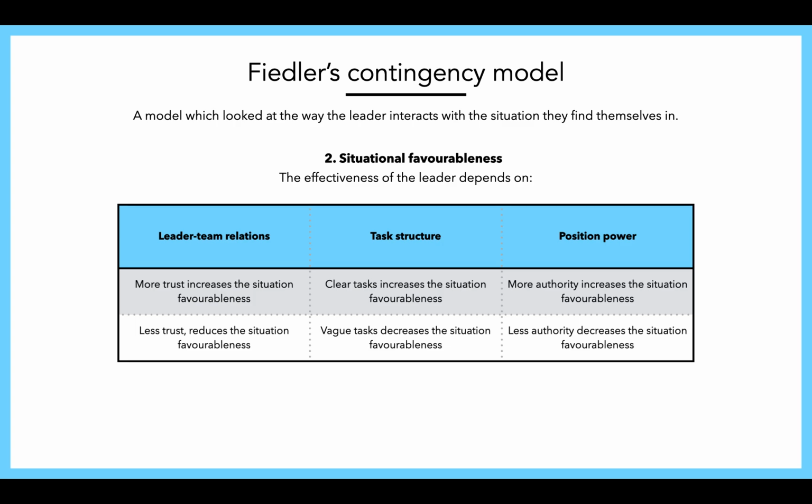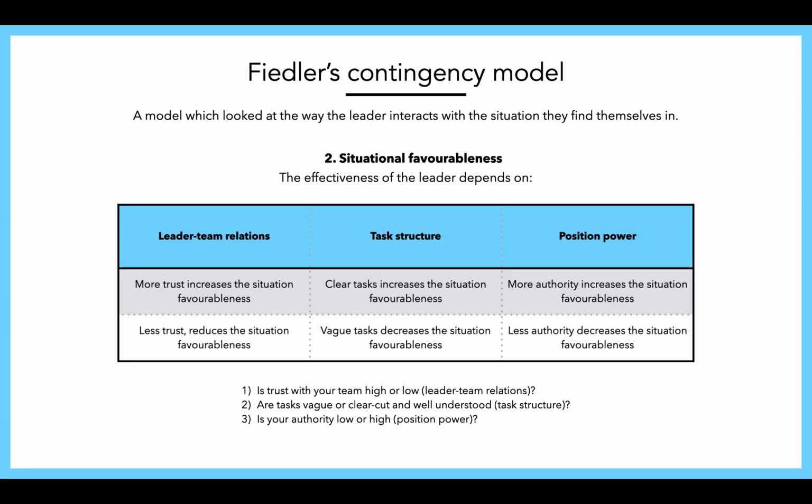The more authority you have, do you have final say on picking the team? When selling a player, do you have the final say? When buying a player, do you have the final say? The more authority you have, that increases the situation favourableness, and less authority decreases it. Okay, so in Fiedler's model, stage one, what type of leader are you? Stage two, we look at more favourable or less favourable situations, and your effectiveness will depend on that.